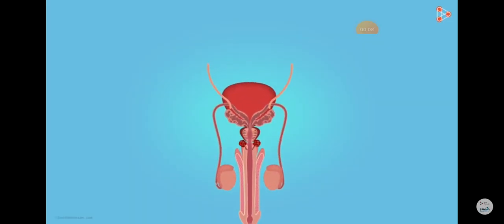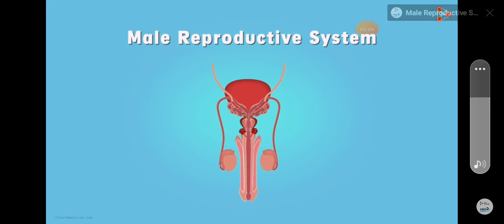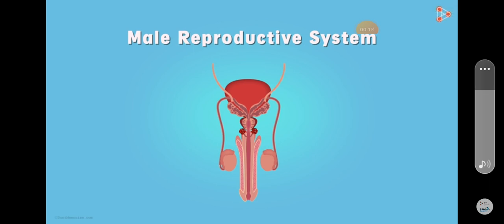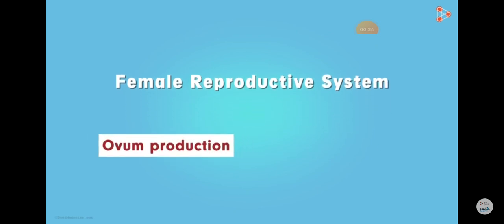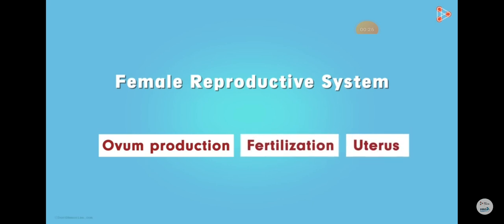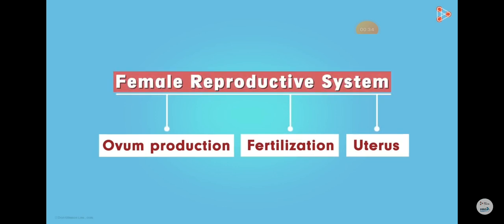We have taken a look at the reproductive system in males. Now, before moving on to the process of fertilization, we need to understand the place where this process takes place. Yes, I am referring to the female reproductive system. The site of ovum production, fertilization, and the uterus are all a part of the female reproductive system. Let's have a look at this important system in this video.